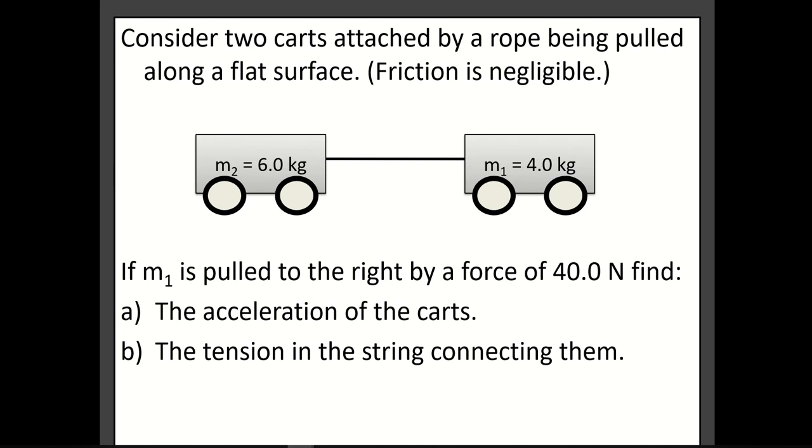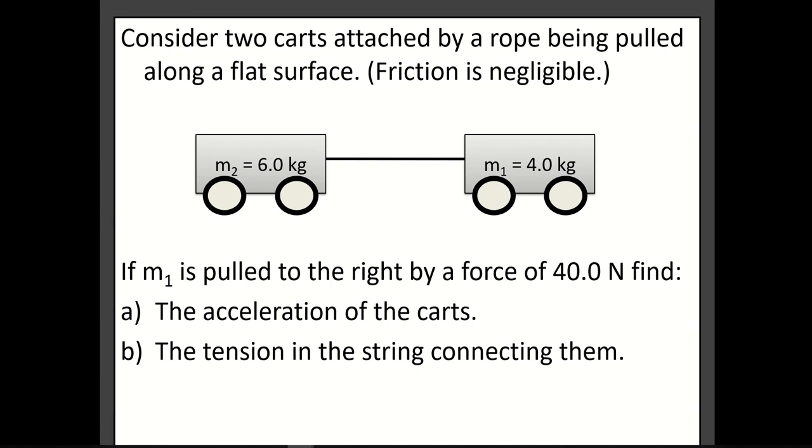Part A says find the acceleration of the carts. In part B, find the tension in the string connecting them. So again, friction is negligible here, so we're not going to consider it. But in other questions in your practice package or in practice notes, you will see that some of the questions will have friction in them. So make sure you read the question carefully.